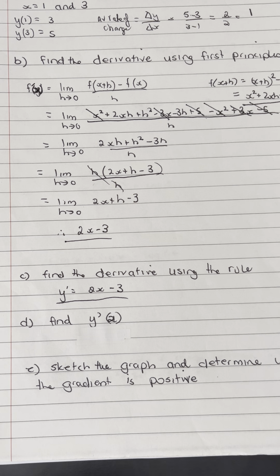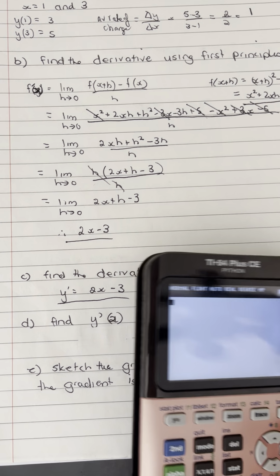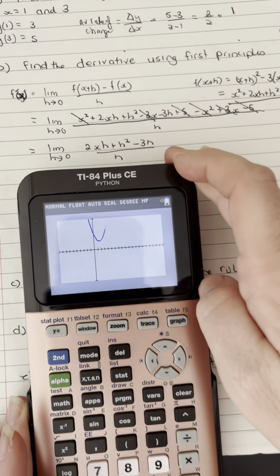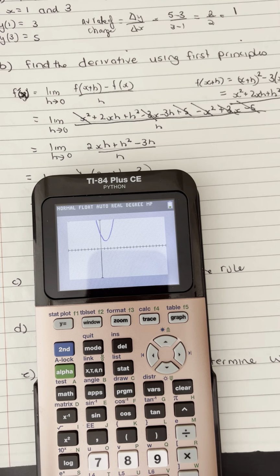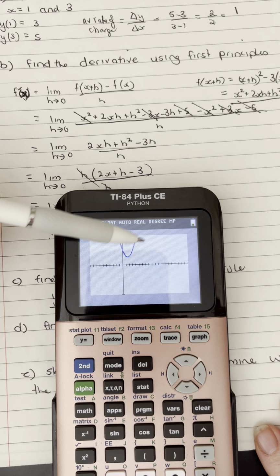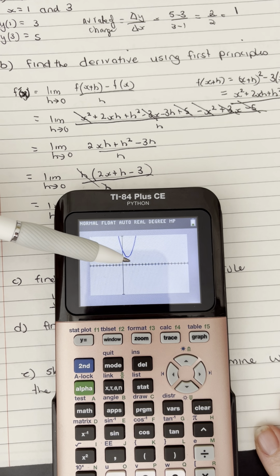So I'm going to grab my graphics calculator and I'm going to pop that function in there. So I'm going to put my y equals x squared minus 3x plus 5. I'm going to graph that, and there's my function there. When I'm talking about where the gradient is positive, we're talking about that line. As we're coming down here, our gradient is negative, and then we stop, and then we go back up. So here's our stationary point.